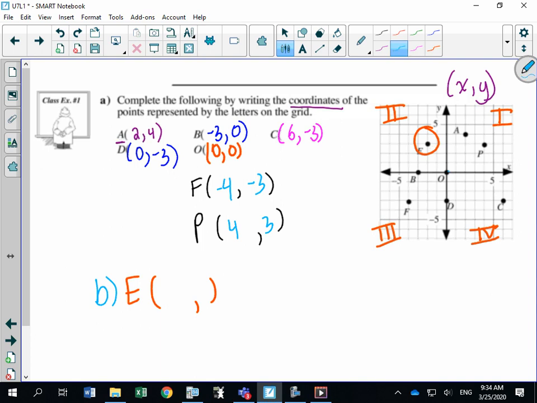And what's the coordinate of E? From 0, I would go minus 1, minus 2. So that would be my x value, negative 2. And my y value, I'm going up 1, 2, 3. So negative 2, comma 3 would be the coordinate.